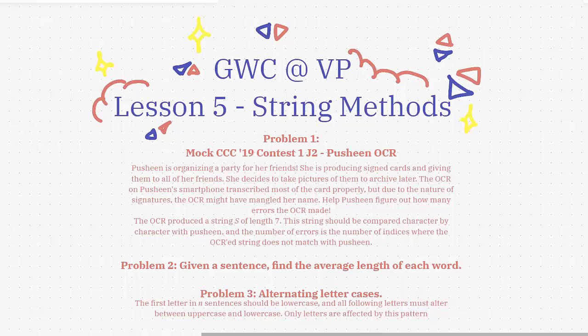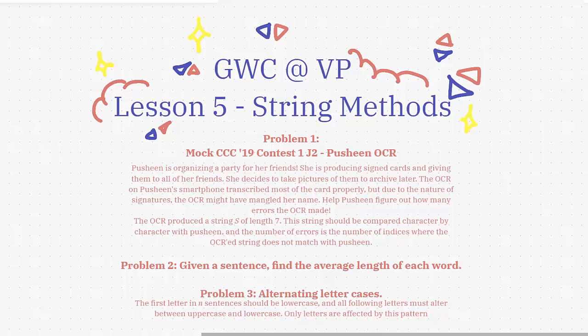For our first problem, we're going to count the amount of errors an orc has made. Given a string with 7 letters, we want to count the amount of times that the letters do not match with the word Pusheen. This is similar to a mock CCC contest, a junior contest.